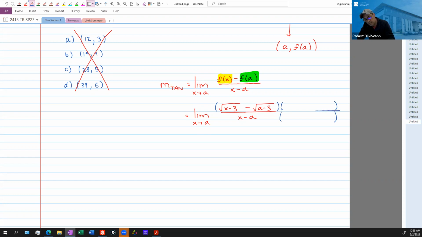What am I going to multiply top and bottom by? The conjugate, right? So it's going to be the square root of x minus 3 plus the square root of a minus 3. I know that looks bad. Square root of x minus 3 plus square root of a minus 3.